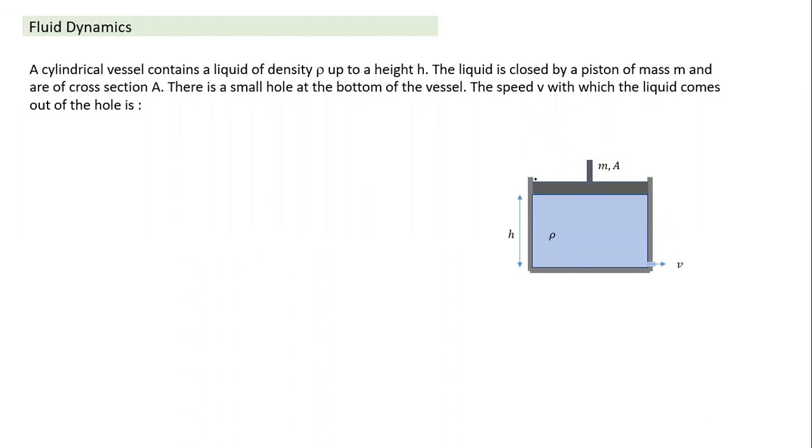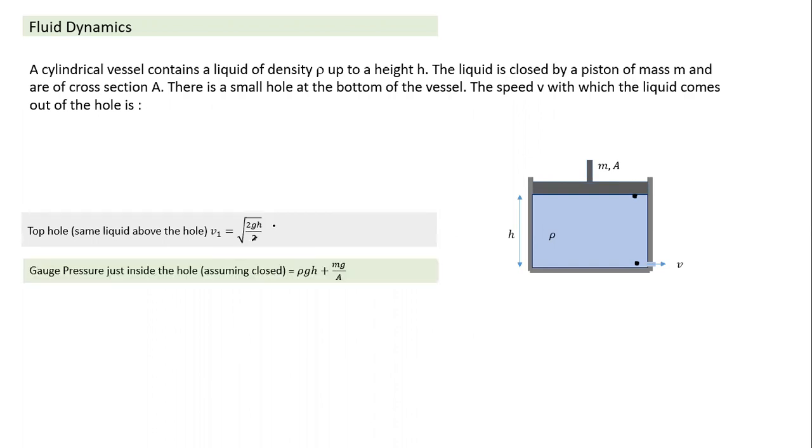Again, given like this, we could still apply Bernoulli's theorem, but that becomes a little circuitous. Again, how would I solve this question? All I need is the gauge pressure at this point. Can I calculate the gauge pressure at this point? First I need to calculate the gauge pressure just below the piston, and then I can add the change in pressure due to depth h here. Gauge pressure just inside the hole, assuming it is closed, will be equal to rho gh, plus the pressure here, which will be equal to mg by A.